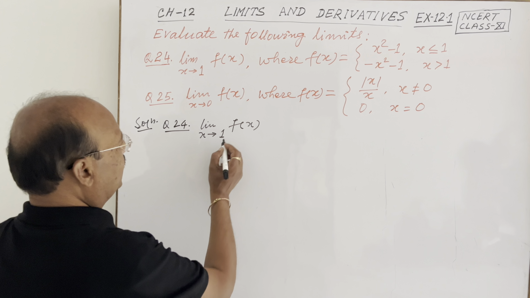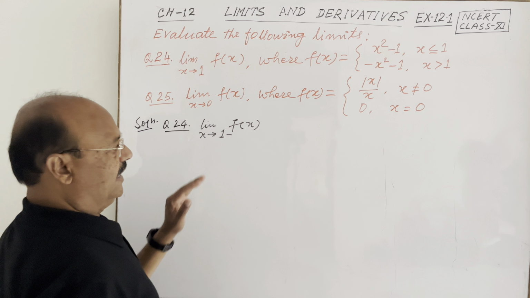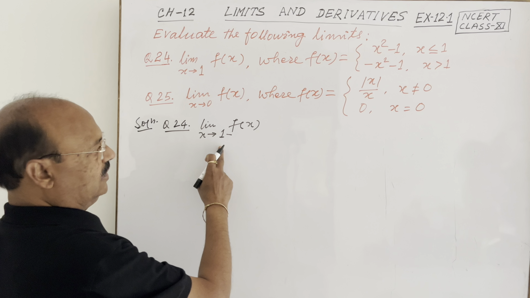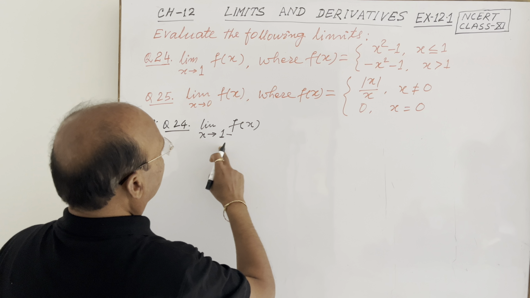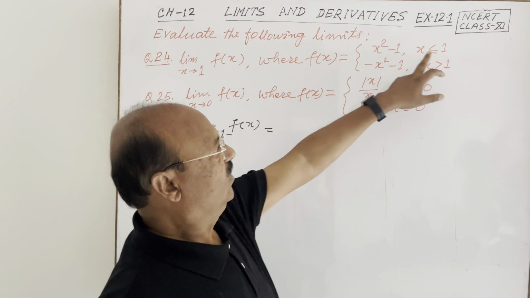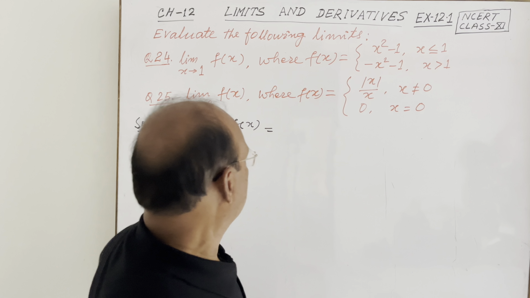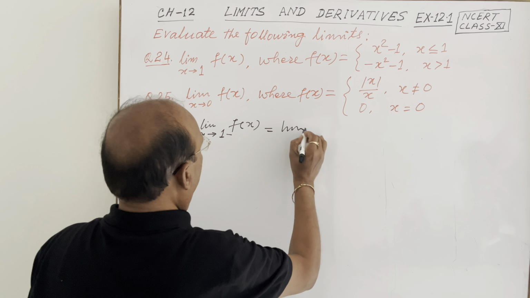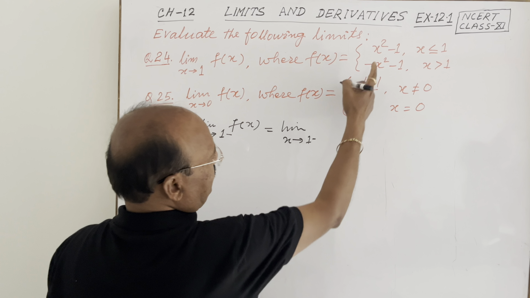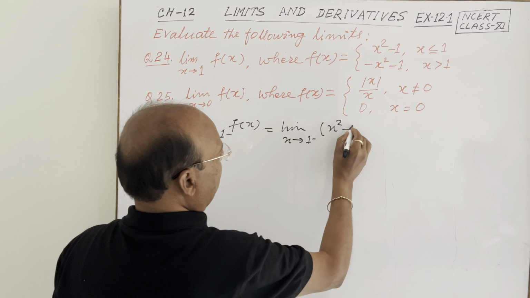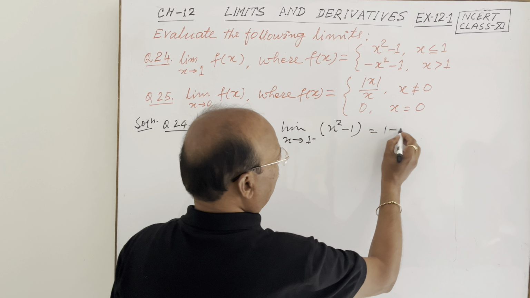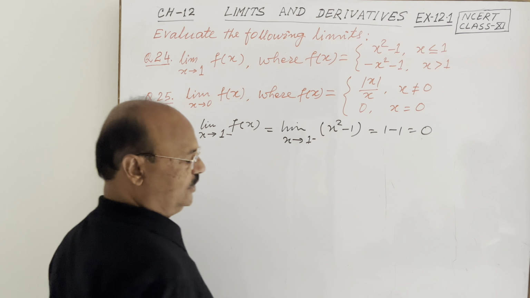So if we take limit x tends to 1 minus, if you are taking left hand limit, in this case x is slightly smaller than 1. Okay, so this will be equal to how much? If x is less than 1, this is x square minus 1. So limit of x tends to 1 minus, in place of f(x) we can write x square minus 1. Putting the value of x is equal to 1 here, we will get 1 minus 1 is equal to 0.